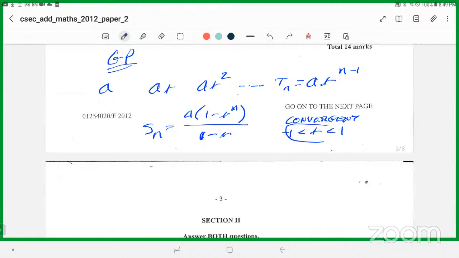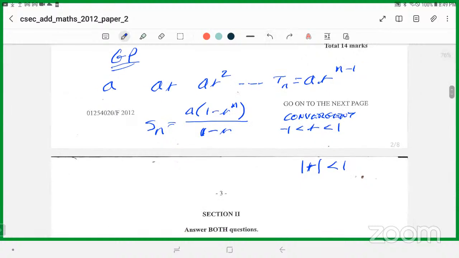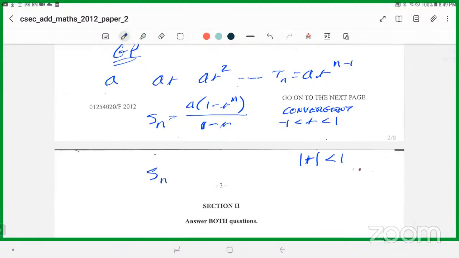Another way to write this is to say the modulus of R, the size of R, is less than 1, meaning that R is a fraction value, whether positive or negative. That's another way of writing this. And when that happens, the sum to n terms converges to what we call a sum to infinity. That's how I write it, but this is a symbol for it. A sum to infinity, and they actually use that word.